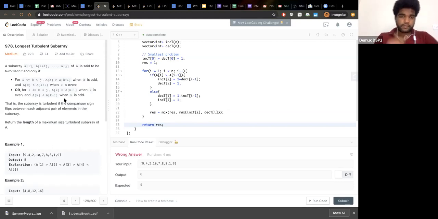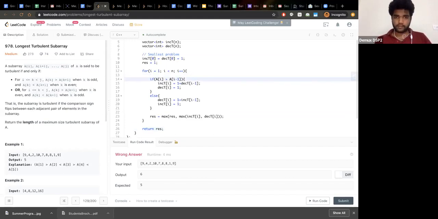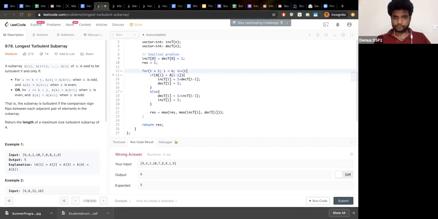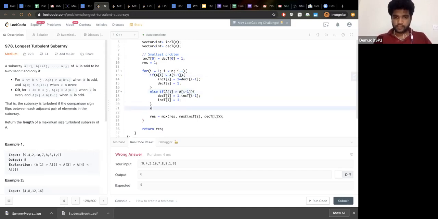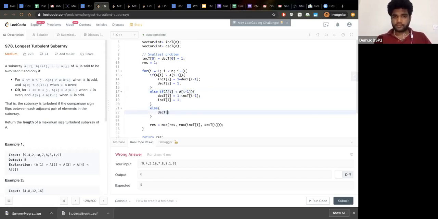Yes, the equality part is where I screwed up. So you will have 3 cases. If A[i] is greater, so this will be the same thing but decreasing. And finally, for the equal case, I will have both of them as 1.